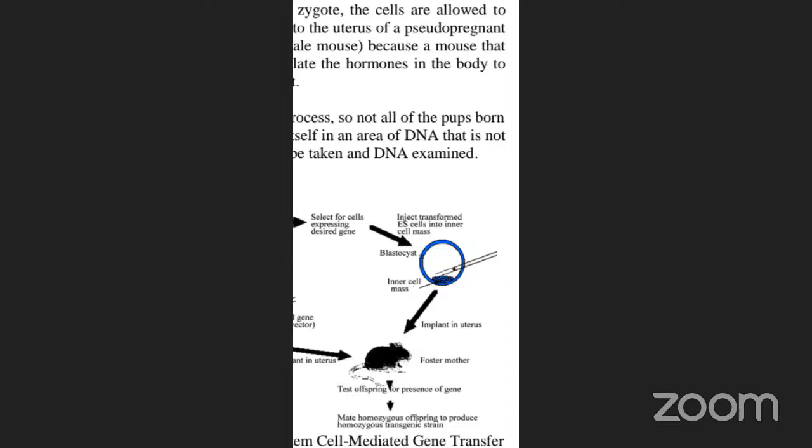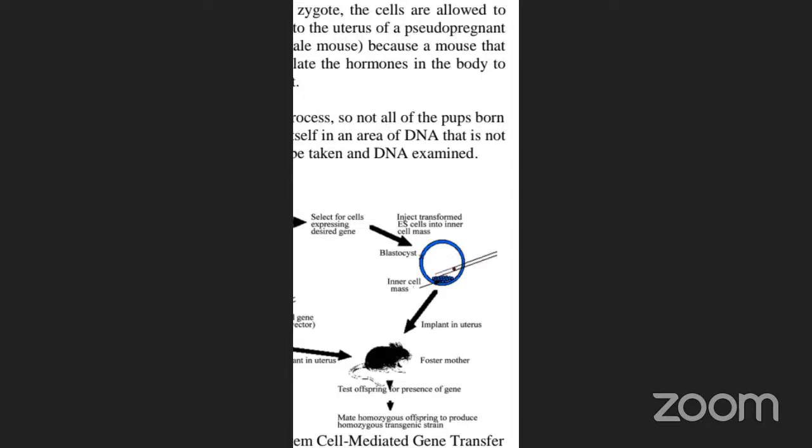After the embryo is formed, it will have a single cell. That will become 2, 2 will become 4, 4 will become 8, and like that it will increase in number. It will form an inner cell mass of some number of cells. That is called the blastocyst stage.